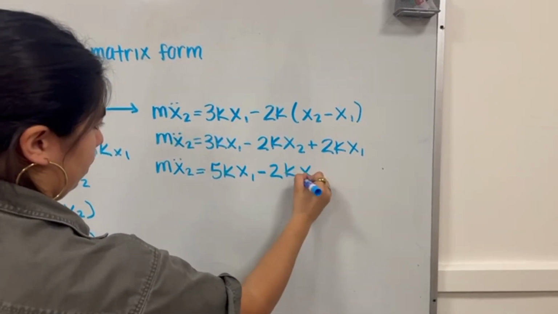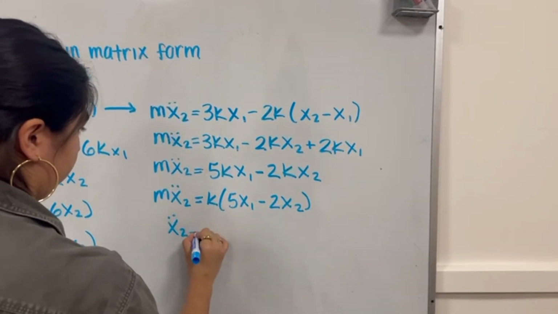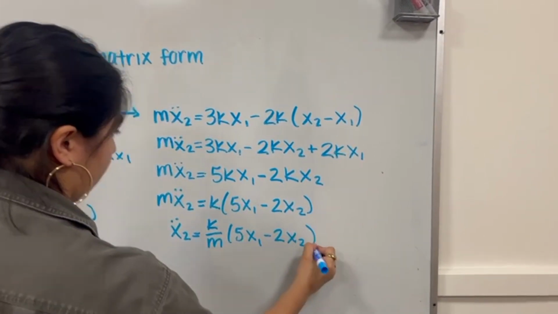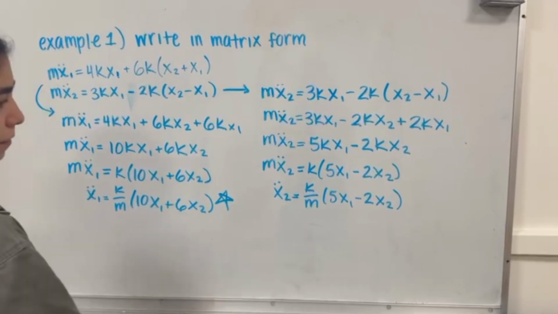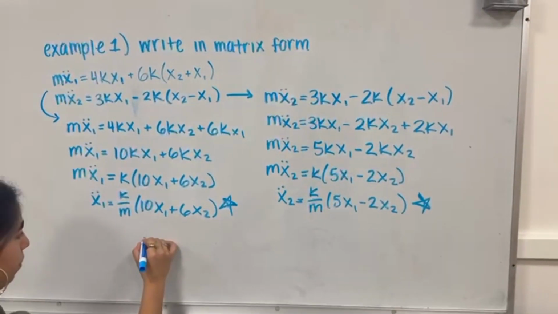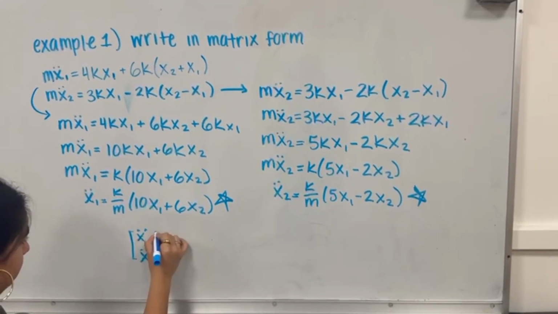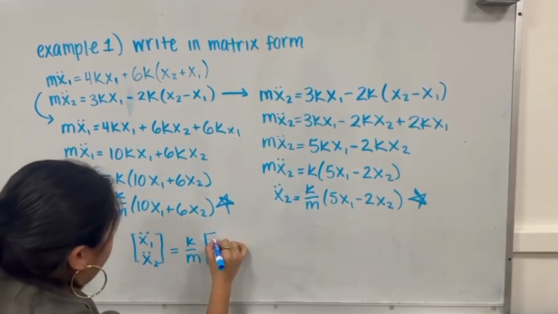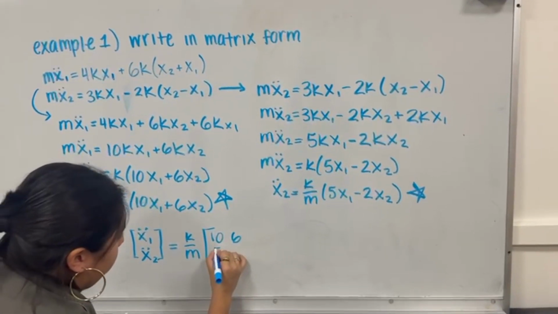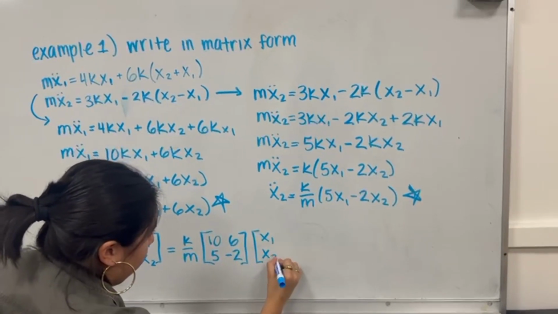Now that we have our equations, we can write it in matrix notation. So we're going to have one column vector that's going to be the x1 double dot and the x2 double dot, and we're going to make it equal to our matrix of coefficients, which is going to be our A. And we simply just took out the k over m because it's present in all of those coefficients. And lastly, we're going to have another vector, which is our x, with x1 and x2.